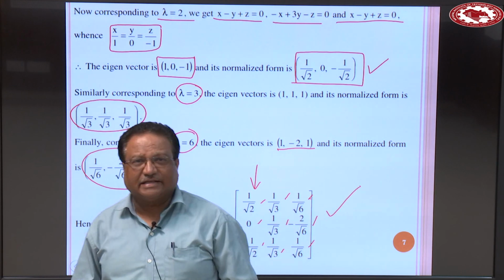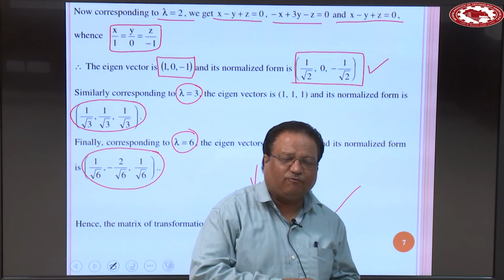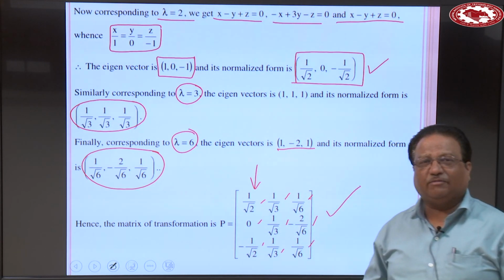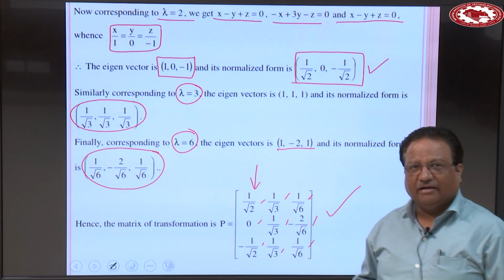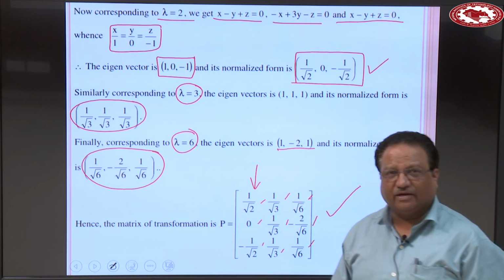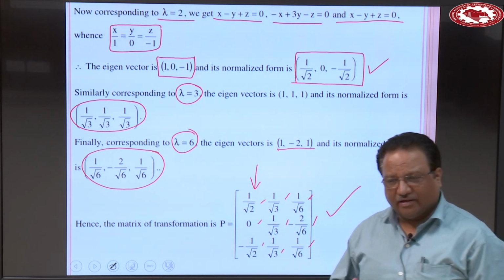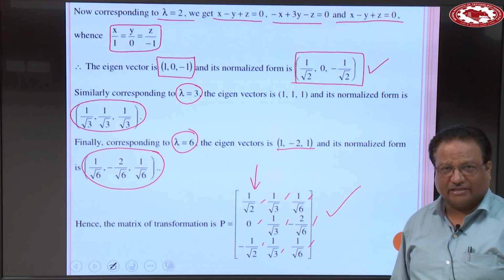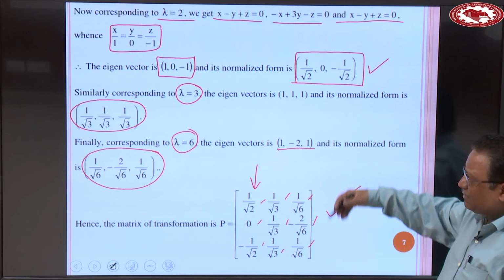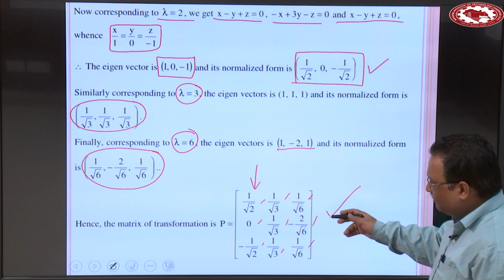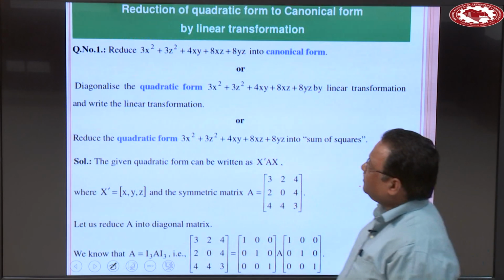So this matrix is reducing your quadratic form to canonical form. Okay, but the canonical form you can directly evaluate by calculating eigenvalues and substituting in the result. Okay, you can calculate the canonical form of the given quadratic form. But the question is what is the matrix of transformation? So when you calculate the matrix of transformation, you have to carry out the whole process. Okay, then you will get the matrix of transformation P.